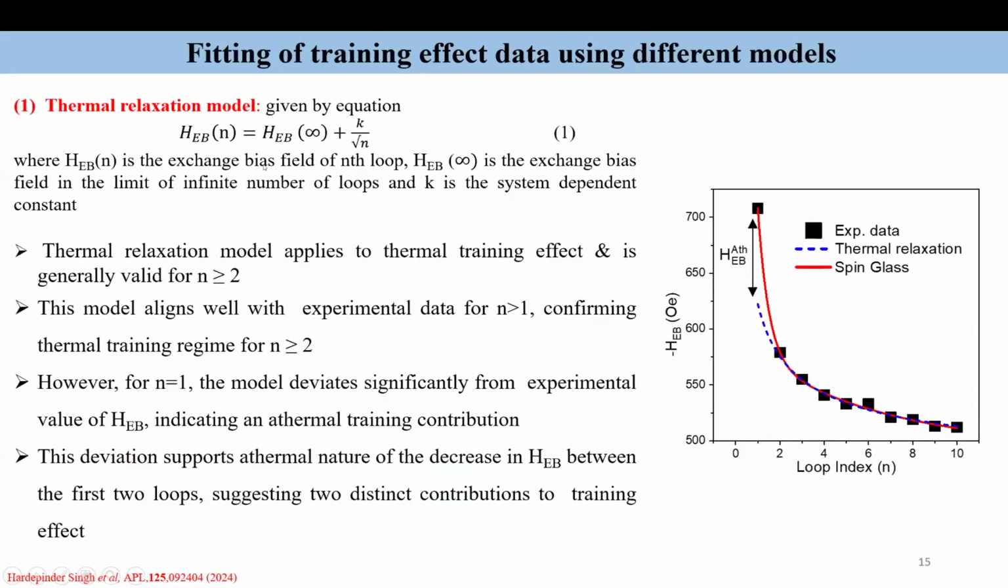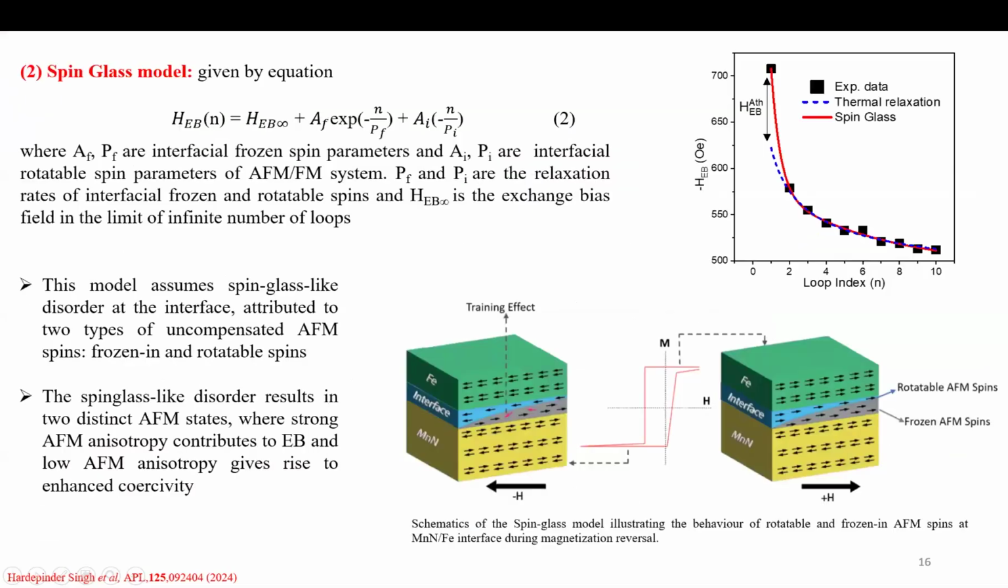So we fitted this with 2 different models. First was the thermal relaxation model, which applies to the thermal training effect and is normally valid for n greater than 2, and it fitted for n greater than 2, but this model did not fit for n greater than 1, thus confirming there is a non-thermal training contribution, suggesting that there are 2 contributions, thermal and non-thermal.